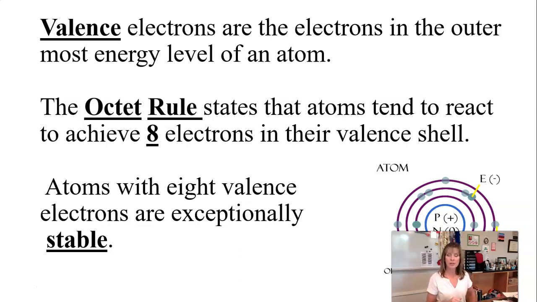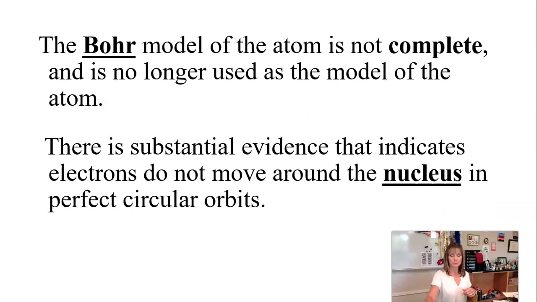We also need to talk about the octet rule. The octet rule, octet is 8. So the octet rule states that atoms are going to lose, gain, or share electrons in their outer energy level in order to get a full set of 8. Now, why do they want 8? Well, because the noble gases have 8 and they're extremely stable. So atoms become very stable if they have 8 valence electrons. So they're going to do whatever they need to do to get those 8 valence electrons.